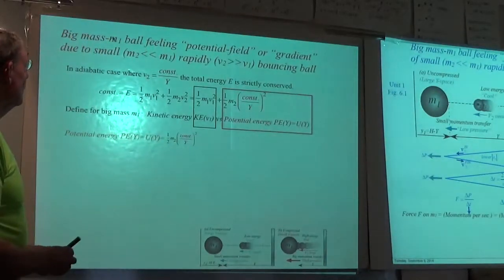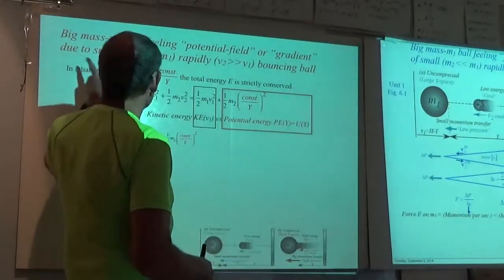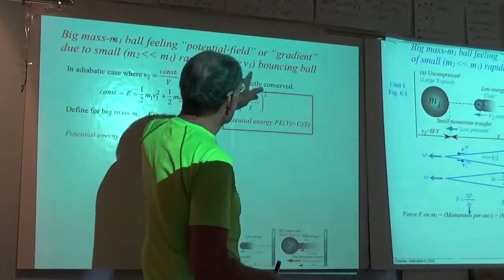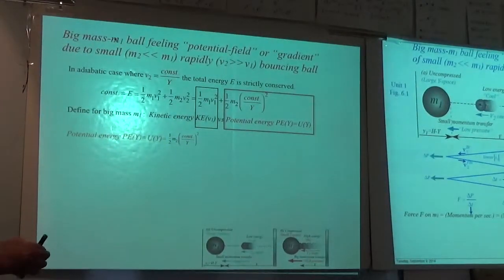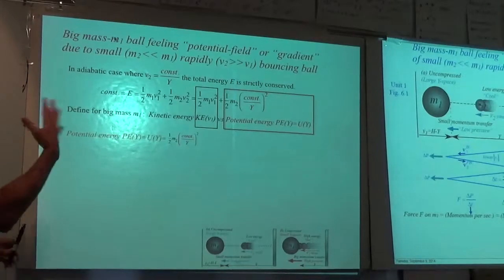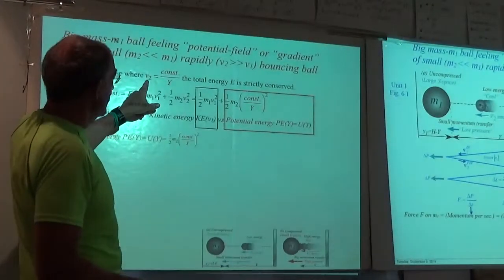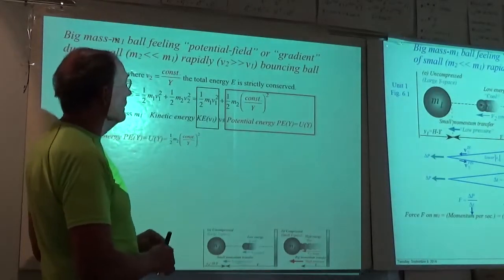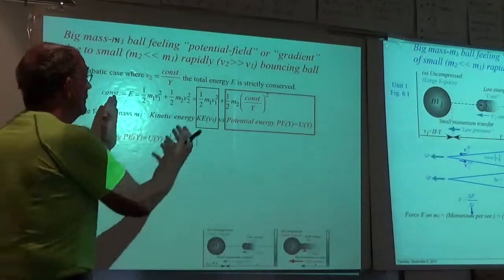Okay, so here's the deal. Big mass M1 feeling potential field or gradient due to a small little guy rapidly bouncing between the object and an insulating wall. And it's the adiabatic case where V2 is some constant over y. Total energy E is strictly conserved. This is what we're saying.